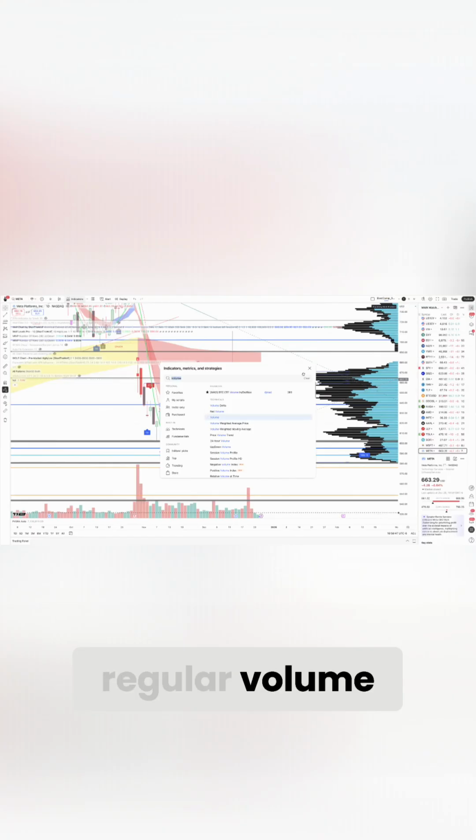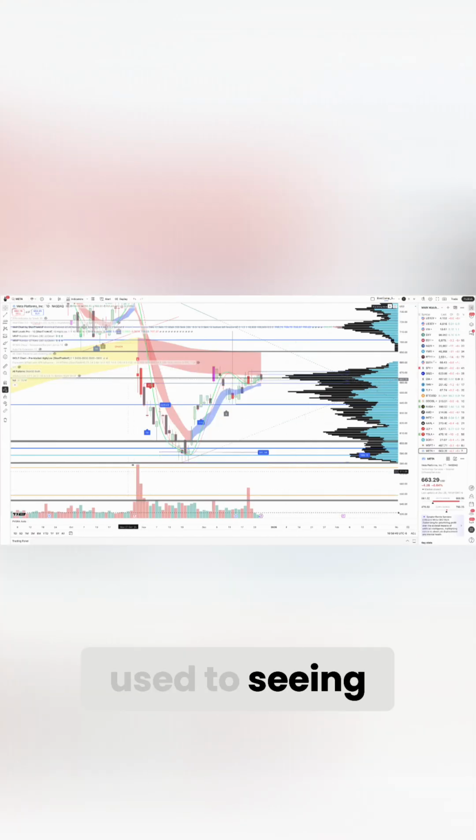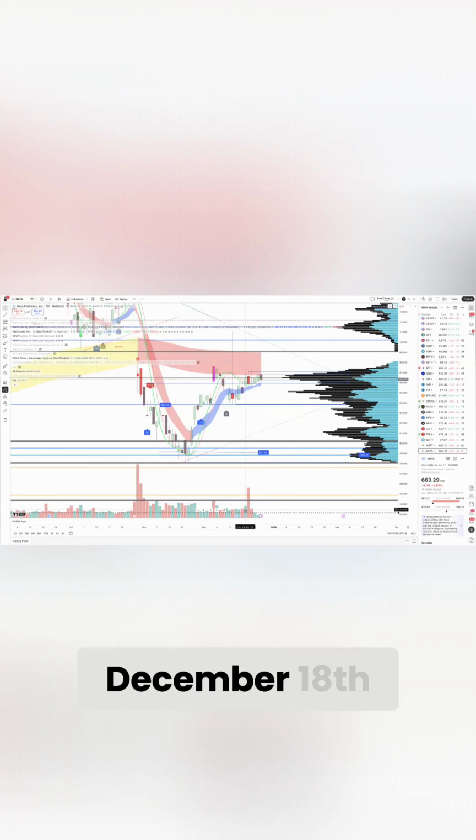It's on regular volume. Okay, so now we're all used to seeing this volume, right? These red candles and green candles at the bottom of the chart. What you want to understand about this volume is, right under this volume, what do you see? You see dates, right? This volume bar happened on December 19th, and this volume bar happened on December 18th.